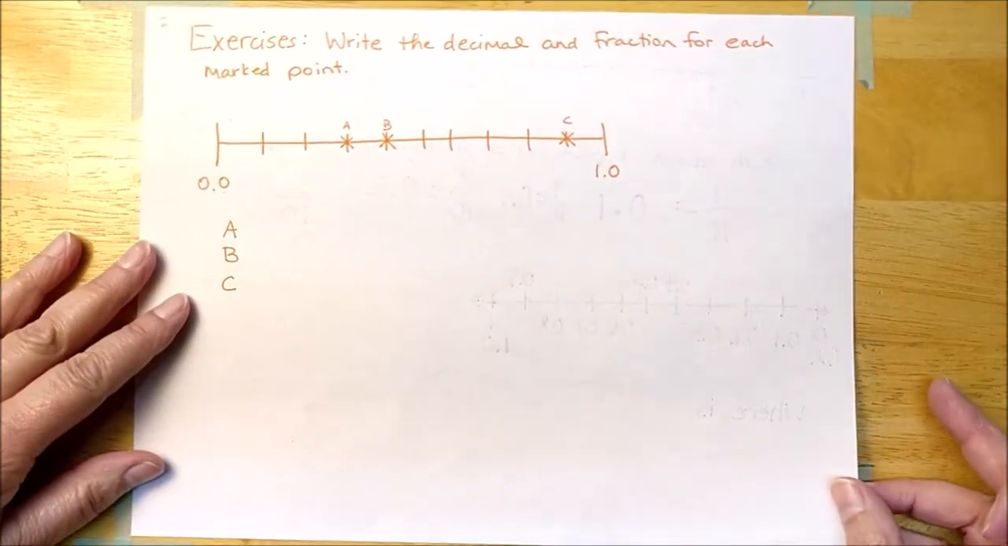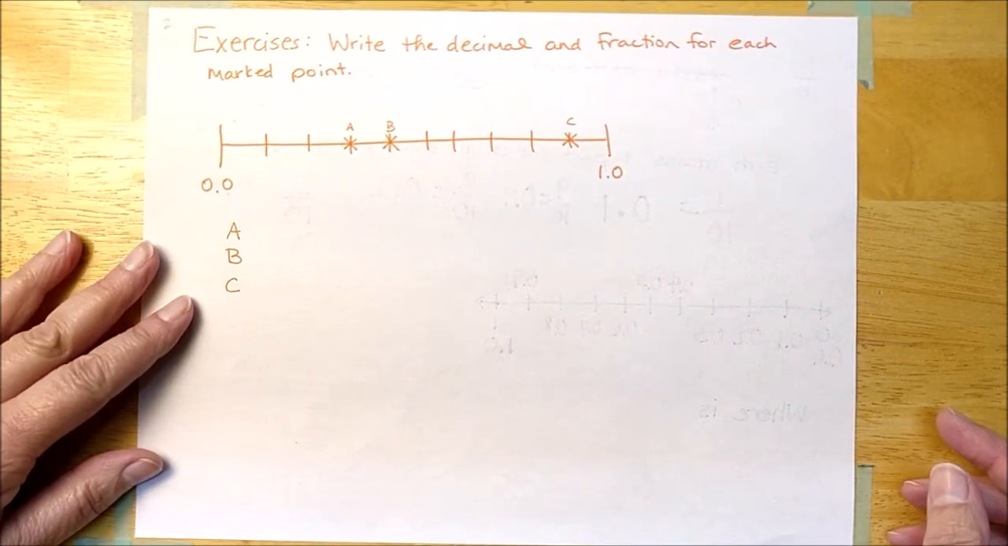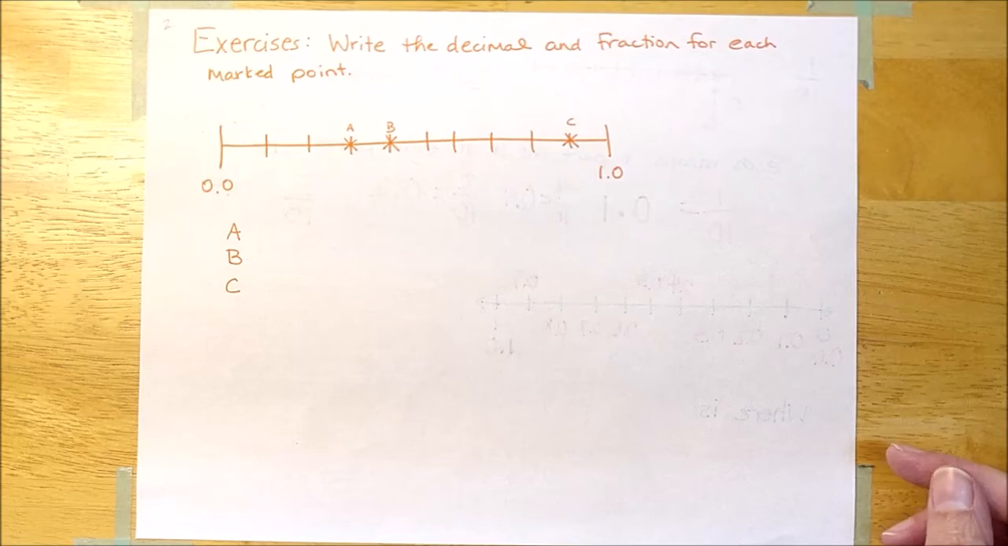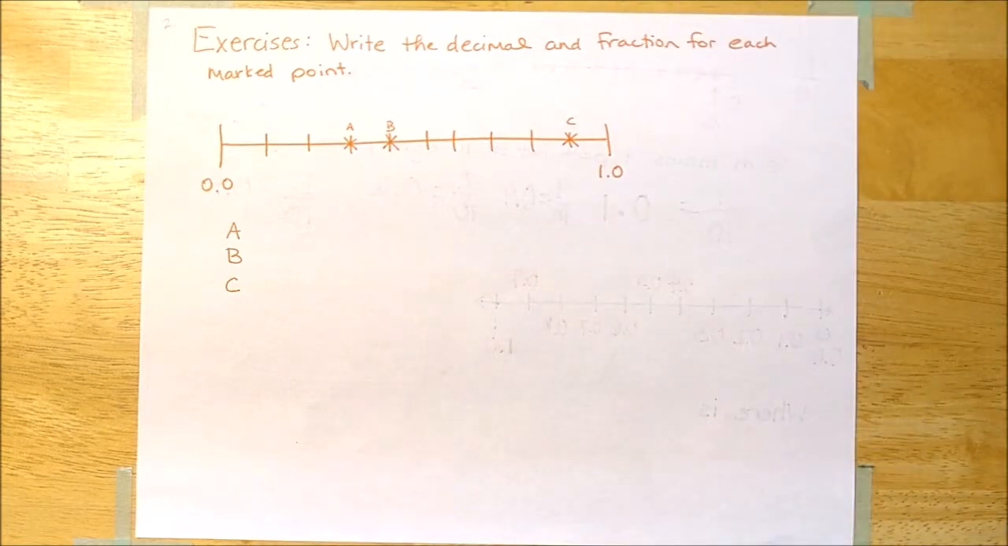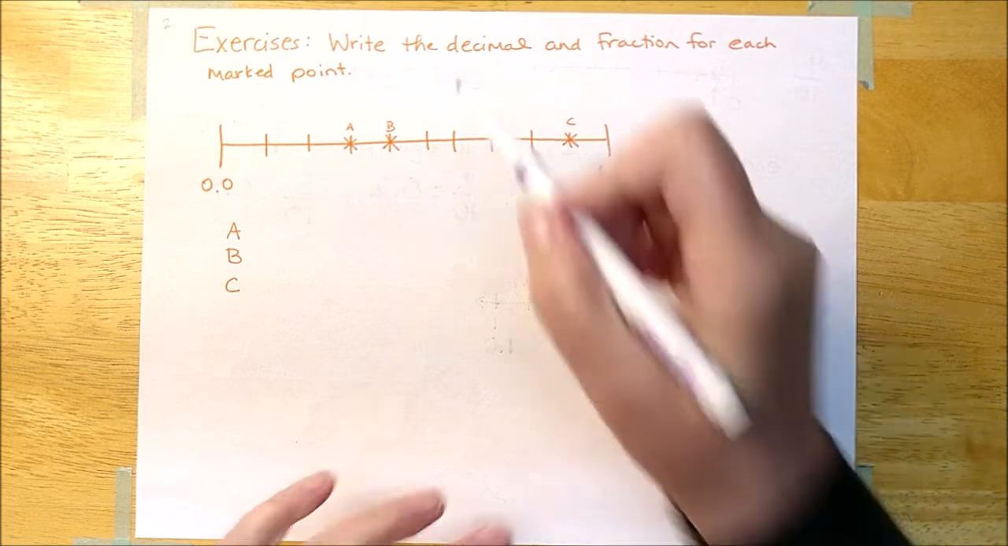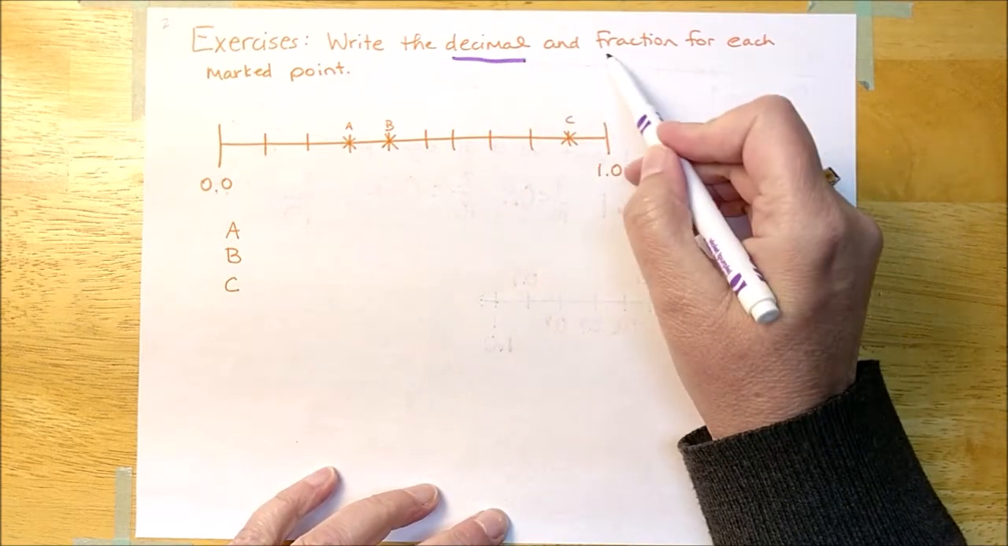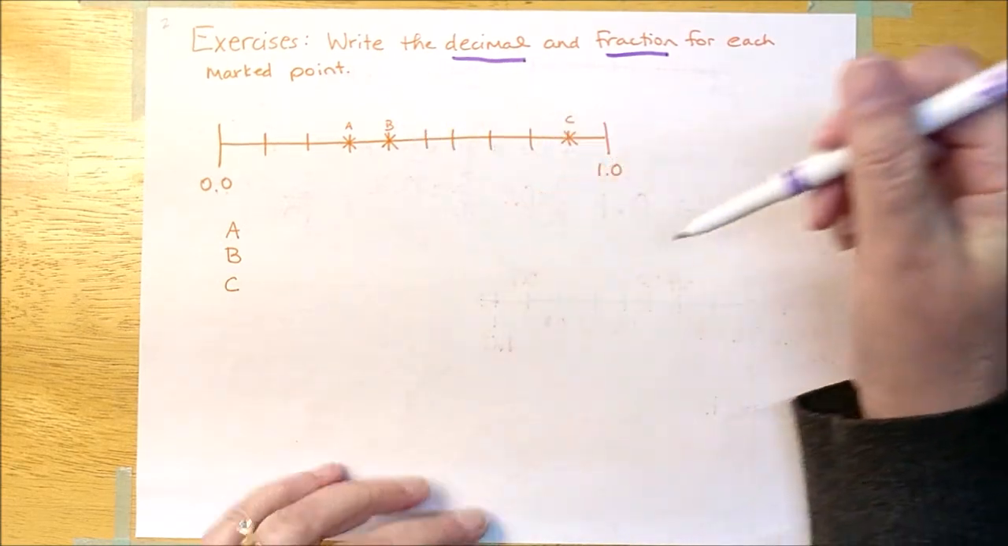So here's an activity for us to do. When I say pause, in a minute you are going to pause and see if you can figure out the decimal and the fraction for each marked point. You want to come up with a decimal and a fraction for each marked point. So pause.